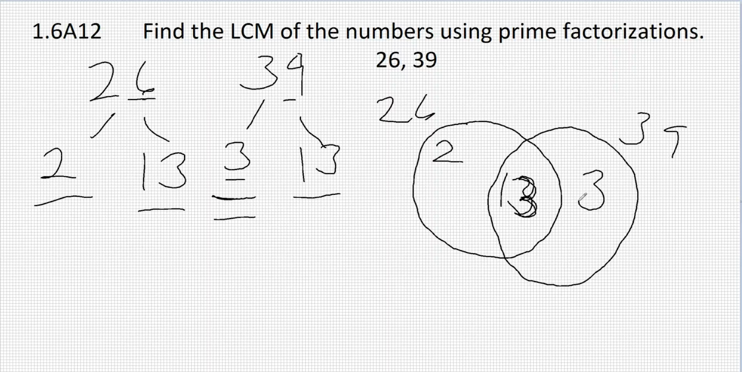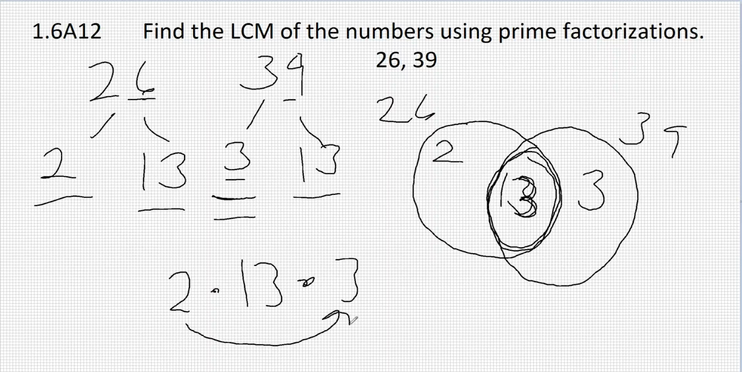So our greatest common factor is in the middle here where the two sets intersect, and our least common multiple is when we multiply all the factors together, including the one that is in common. So I think I'm going to use my commutative property of multiplication here and multiply the 2 times the 3 first and get 6. And now we just have to multiply that times 13.